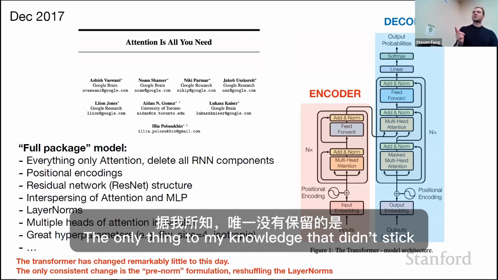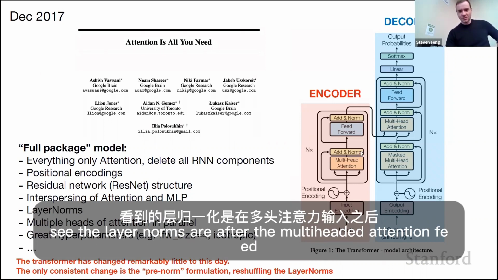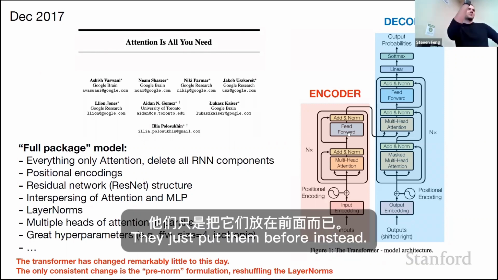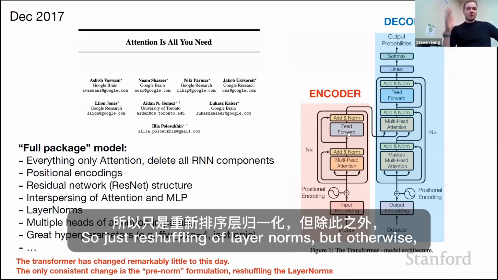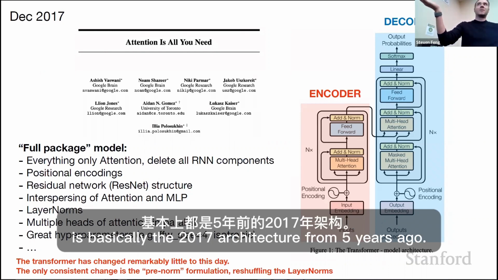The only thing, to my knowledge, that didn't stick was this reshuffling of the layer norms to go into the pre-norm version, where here you see the layer norms are after the multi-headed attention or feed-forward, they just put them before instead. So just a reshuffling of layer norms, but otherwise the GPTs and everything else that you're seeing today is basically the 2017 architecture from 5 years ago.